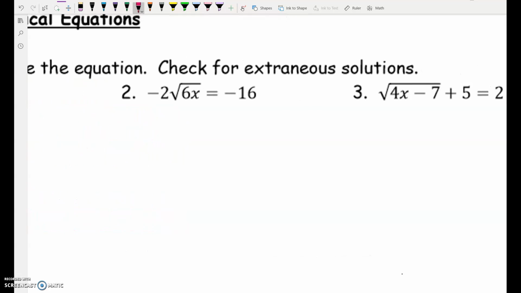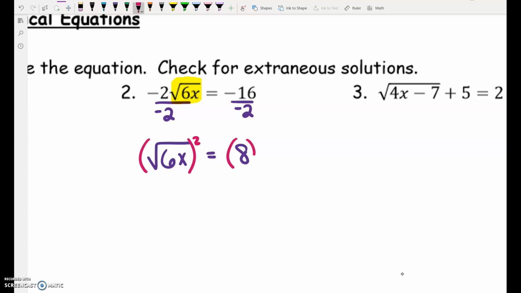Number 2. What do you think we need to do first in number 2? We need to divide by negative 2. We want to isolate the radical, so we're trying to get everything away from this radical. So we have the square root of 6x. Notice there's no index. That means it's a square root equals positive 8. How do we undo a square root? Square. 8 squared is 64.